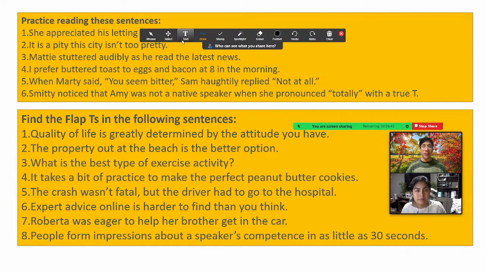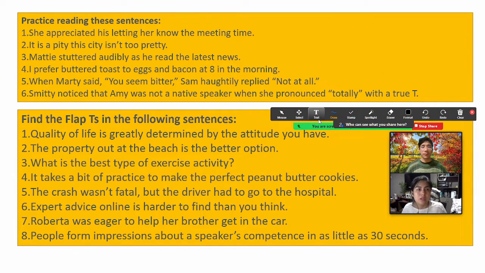So please read the first rule. She appreciated his letting her know the meeting time. Amazing. Next. It is a pity this city isn't too pretty. Pretty, yes.